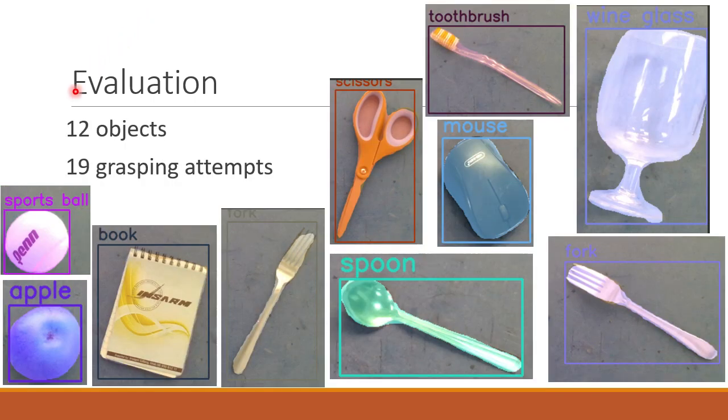I have used 12 of the COCO objects to evaluate robotic grasping. A total of 19 grasping attempts have been made. A second grasping attempt is made for objects which fail in the first attempt, which was the case for quite a few objects, such as scissors, toothbrush, and spoon. The details have been added in the demonstration video.